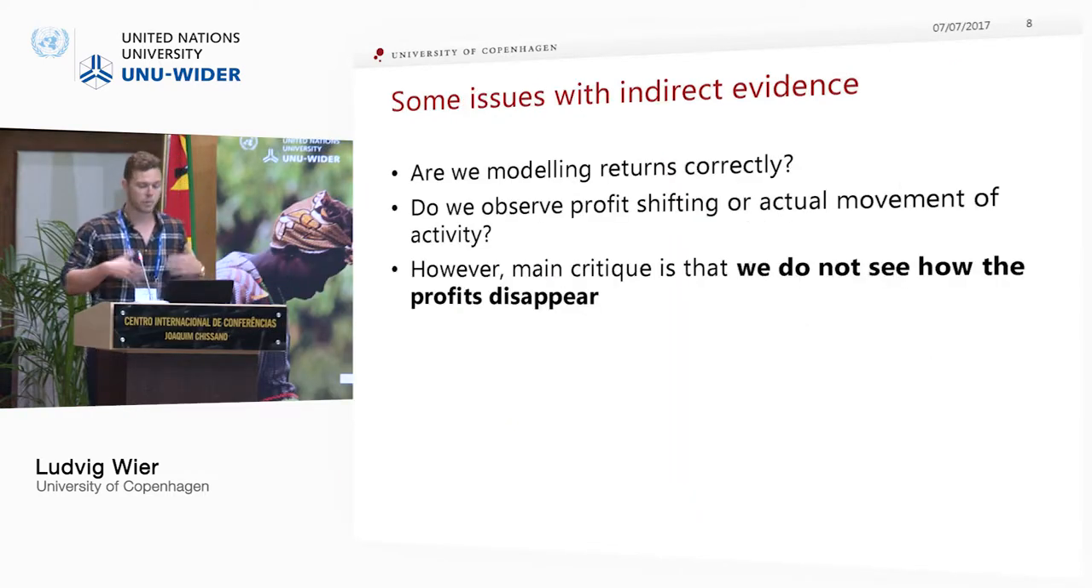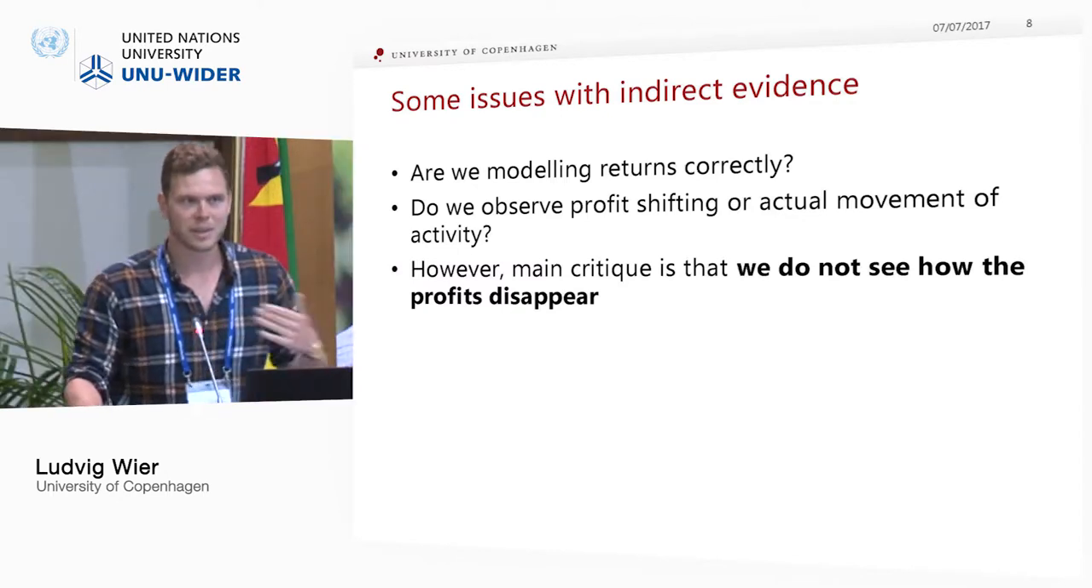One is, for example, are we modeling the profitability correctly when we see a lack of profitability? Are we sure that the returns to scale in FDI are just constant, for example? Are we observing actual movement of activity? It doesn't have to be capital. It could also be knowledge moving, etc. Are we capturing some of this?